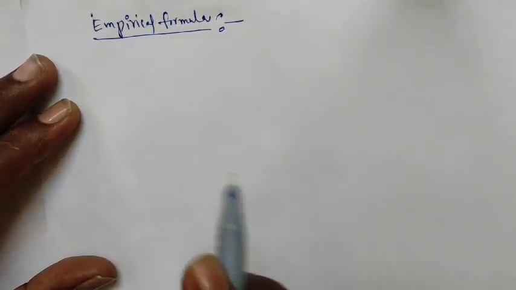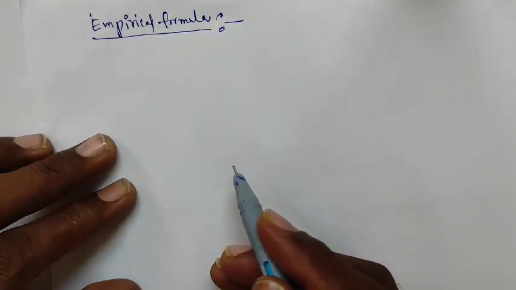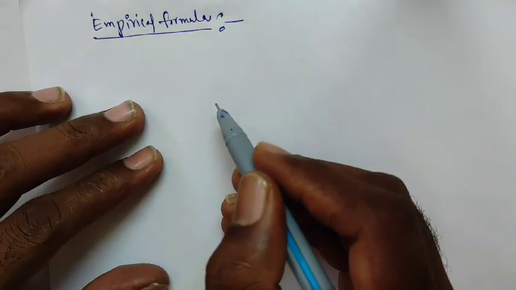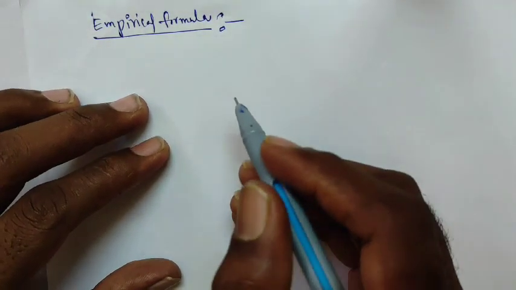Hi students, we will discuss empirical formula. Empirical formula means what? The formula represents the chemical composition of the substance.